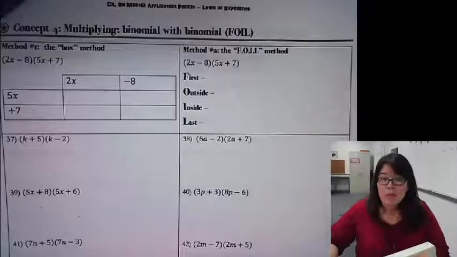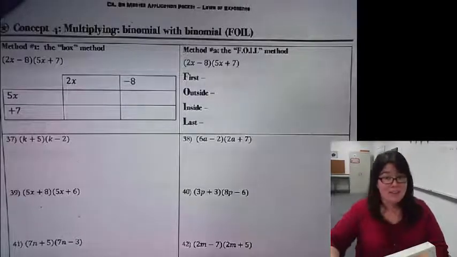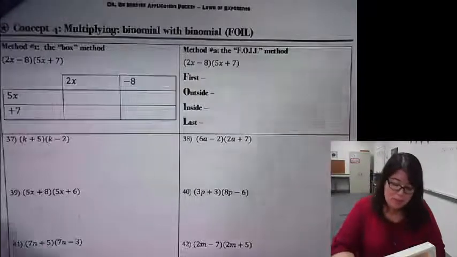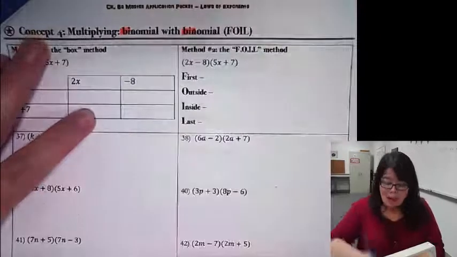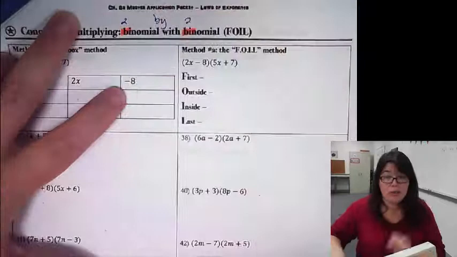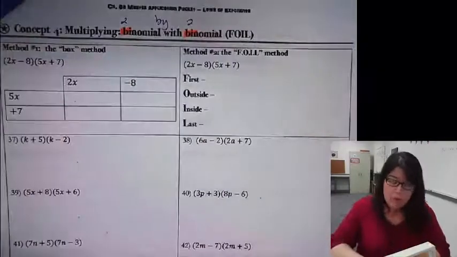For concept 4, we're going to look at multiplying different polynomials again. Today we're going to look at multiplying a binomial with a binomial. And again, bi means 2. So these are going to be 2 by 2 multiplications, and we're going to focus on the box method.